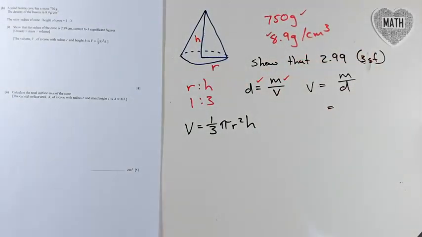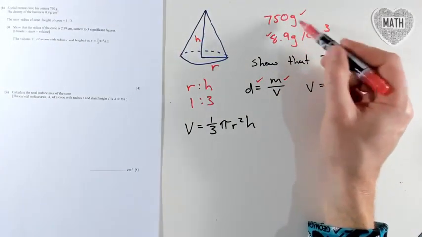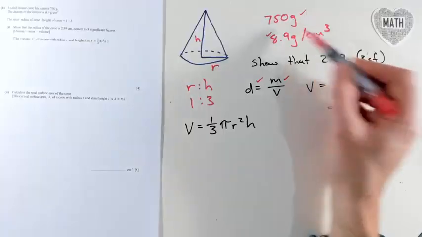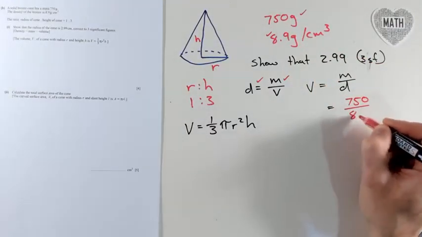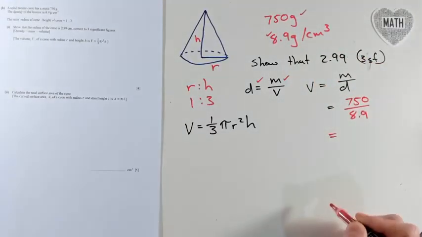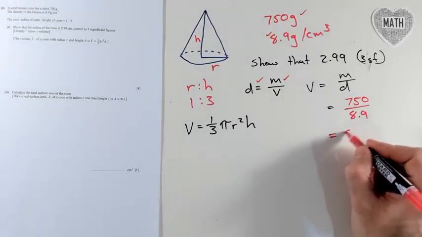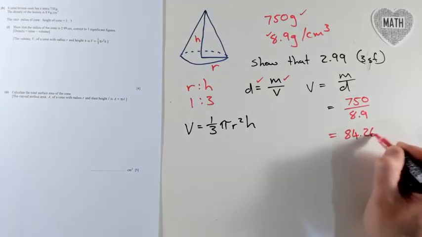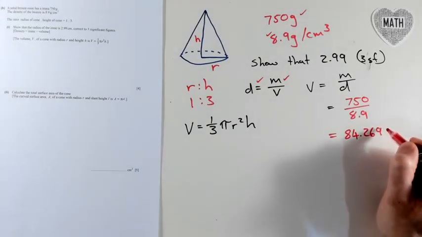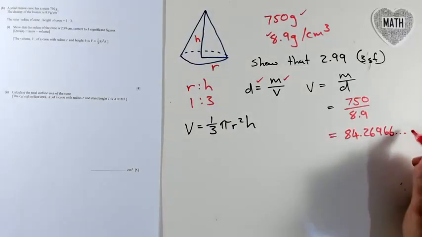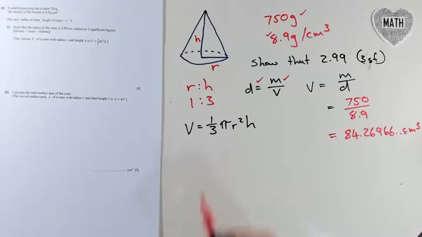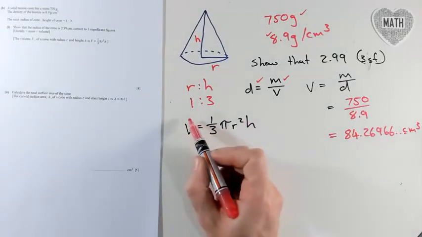Usually the units aren't the same with these types of questions. So luckily they are the same. So we can just do the 750 divided by the 8.9. And that would give us, on the calculator, 84.269, 66, etc. Okay. And that is cubic centimeters.